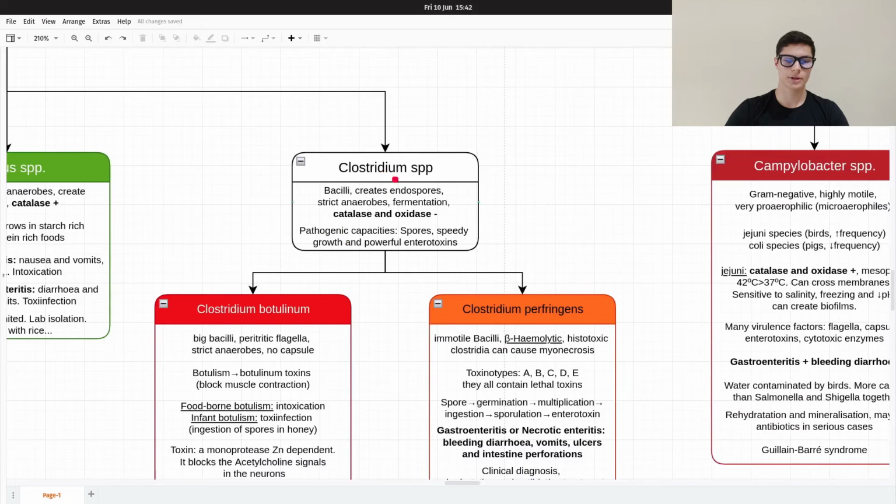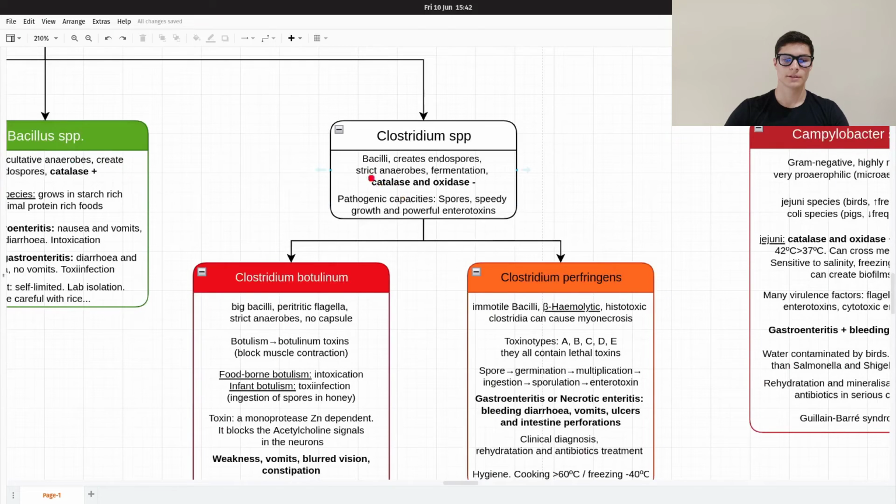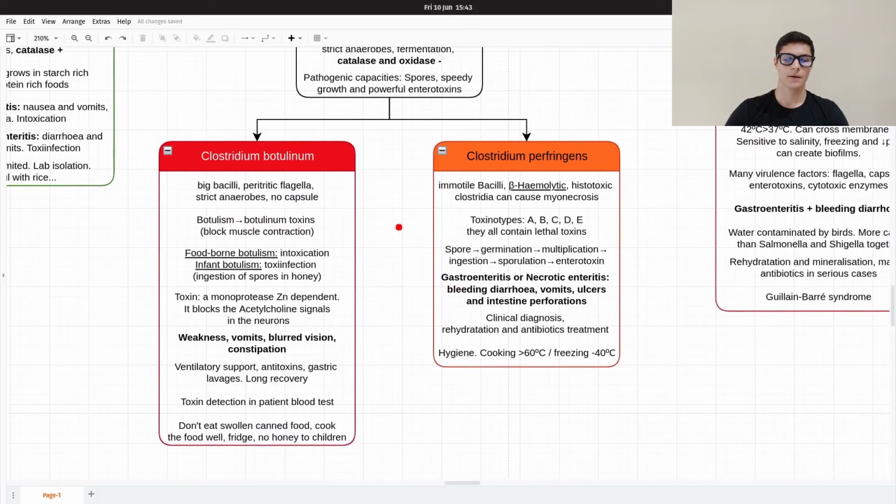Then we have Clostridium. Clostridium is a bacilli, creates endospores as well as Bacillus. It's a strict anaerobe because it has fermentation, and it's catalase and oxidase negative. Pathogenic capacities such as spores, speedy growth, and powerful enterotoxins. We have two types here, the Clostridium botulinum and the perfringens.